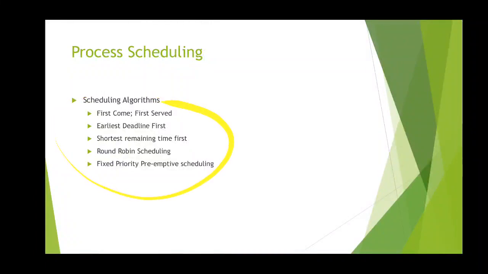Here you can see some of the algorithms of process scheduling. The first one is the first come first serve algorithm. In the first come, first served algorithm, you can consider the ready queue, and the process that first entered into the ready queue will be executed first, and the last entered into the ready queue will be executed last. And the second algorithm is the earliest deadline first algorithm, and this algorithm selects the process with the earliest deadline and it is allocated to the CPU for execution.